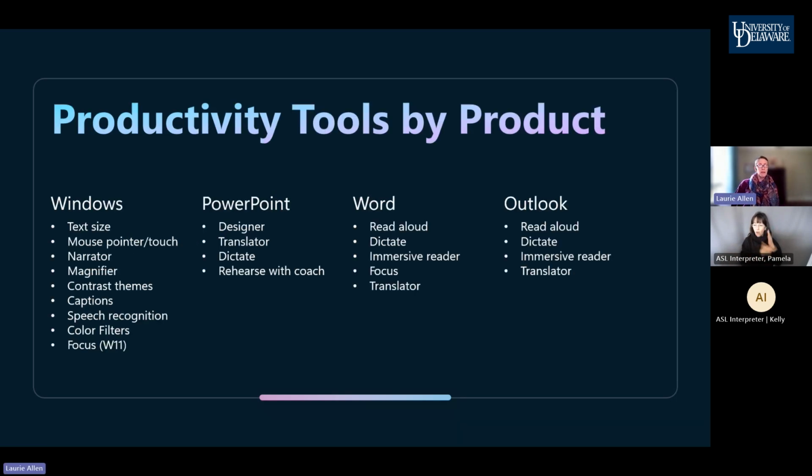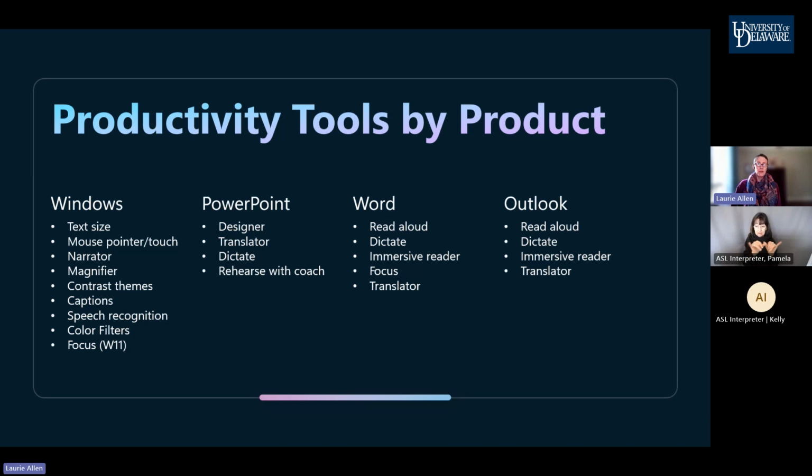So moving into some of the productivity tools by product, and this is not a comprehensive list, but I just want to give you a feel for some of the tools that are available. And at the end of this deck, I've got lots of links for you to go discover more on your own. So in Windows, you can do things like adjust your text size and adjust your mouse pointer size.